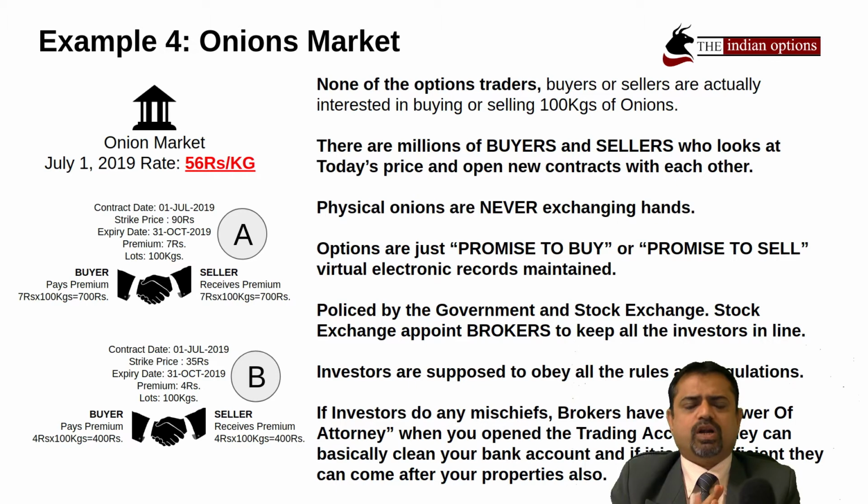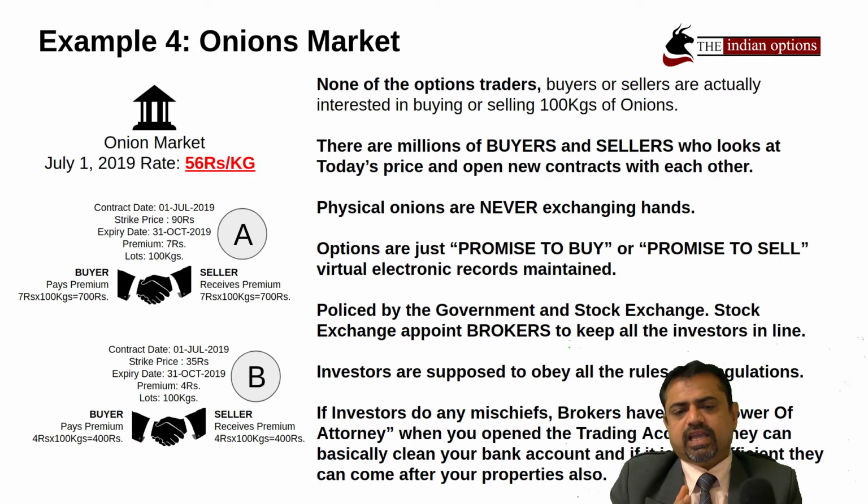In A, the contract is happening between the buyer and the seller. You can see them shaking hands, and the contract is decided as follows. The contract date is 1st of July. The strike price is 90. The expiry is 31st of October, that is July, August, September, October, so within 3 to 4 months, right? The premium is 7 rupees and the lot is 100 kgs.